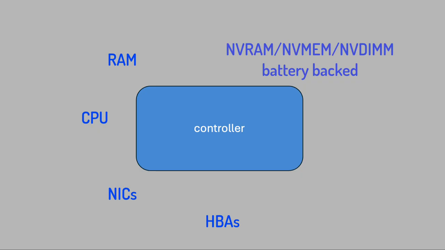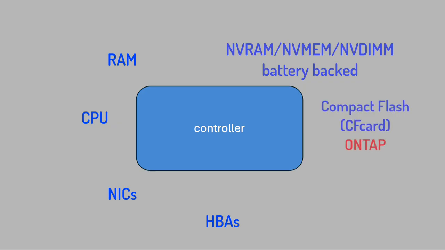Data that enters RAM will immediately be copied to the non-volatile environment, after which the client is acknowledged that the data is safe, even though it's not on disk yet. We'll concentrate on that later when we deal with WAFL or the Write Anywhere File Layout. But it's important to realize that every controller has a non-volatile RAM environment.